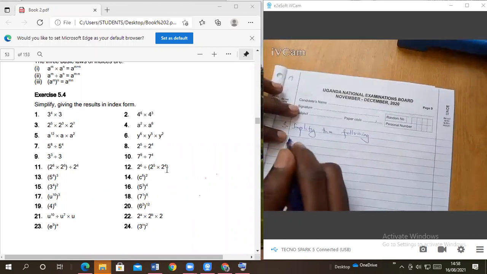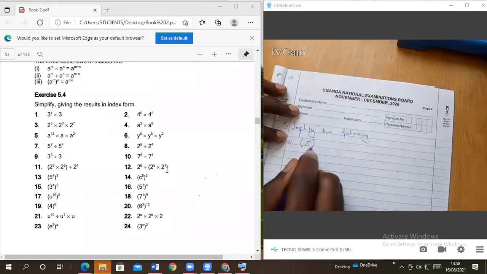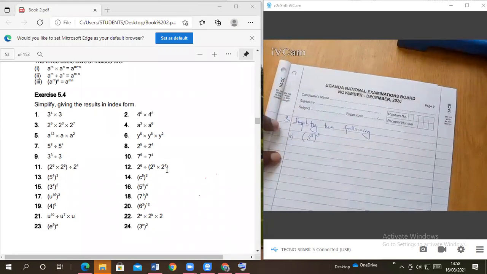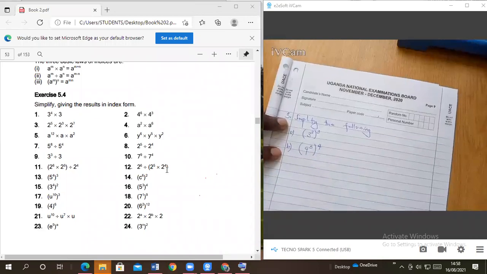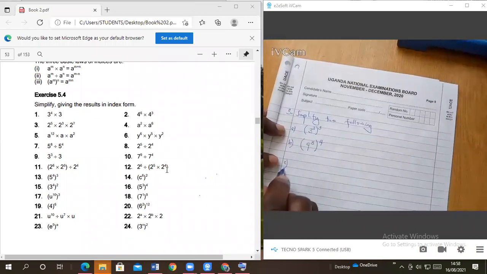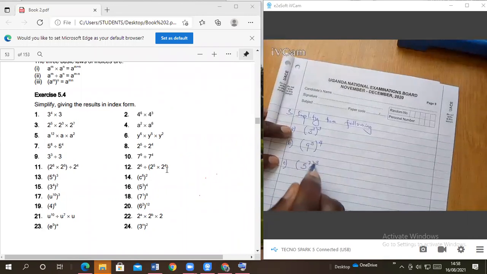A, I have 3 to the power 3, again raised to power 3. B, I have 9 to the power 5 again raised to the power 4. C, I have 5 to the power 7 again raised to power 3.